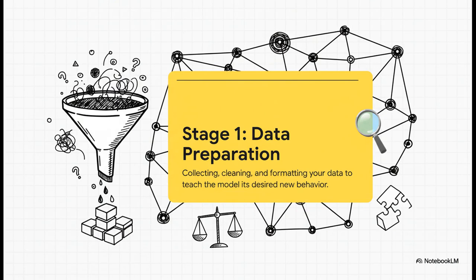Stage 1 is all about the data. And let me be perfectly clear, this is the most important step in the entire process. There's an old saying in machine learning, garbage in, garbage out. The quality of your fine-tuned model will never be better than the quality of the data you use to train it. That means we have to be meticulous, collecting the right info, cleaning out all the noise, and structuring it perfectly so the model understands exactly what we're trying to teach it.